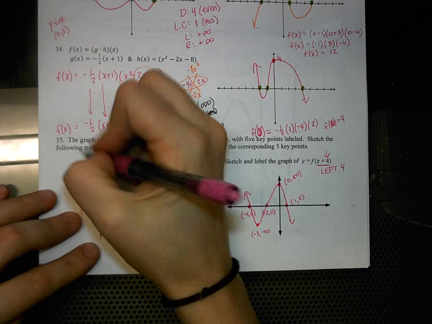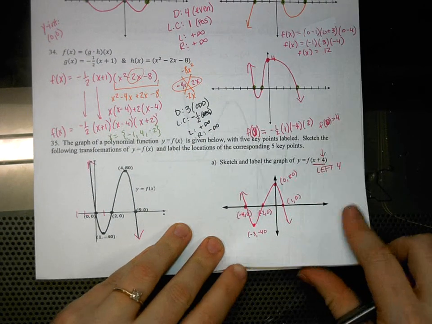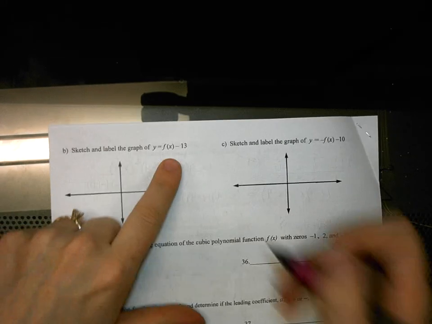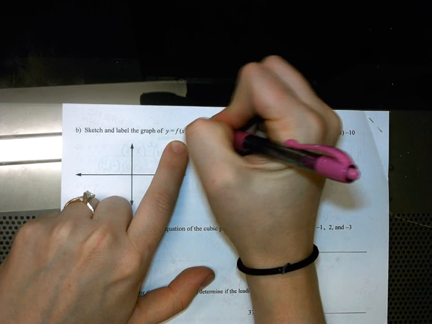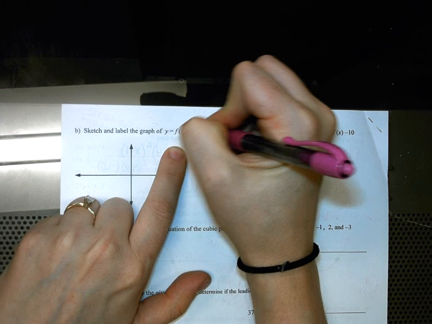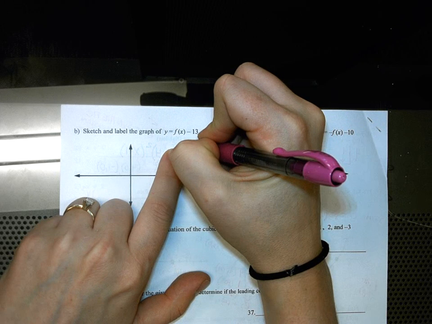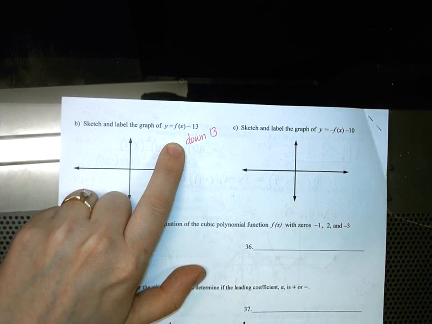All right, moving to the other side. We're using the same points, but this time I don't have something happening to the x inside. We have something happening to the f of x, which means f of x minus 13 means move every point down by 13. So you're going to take this first function and subtract 13 from each of your y values.